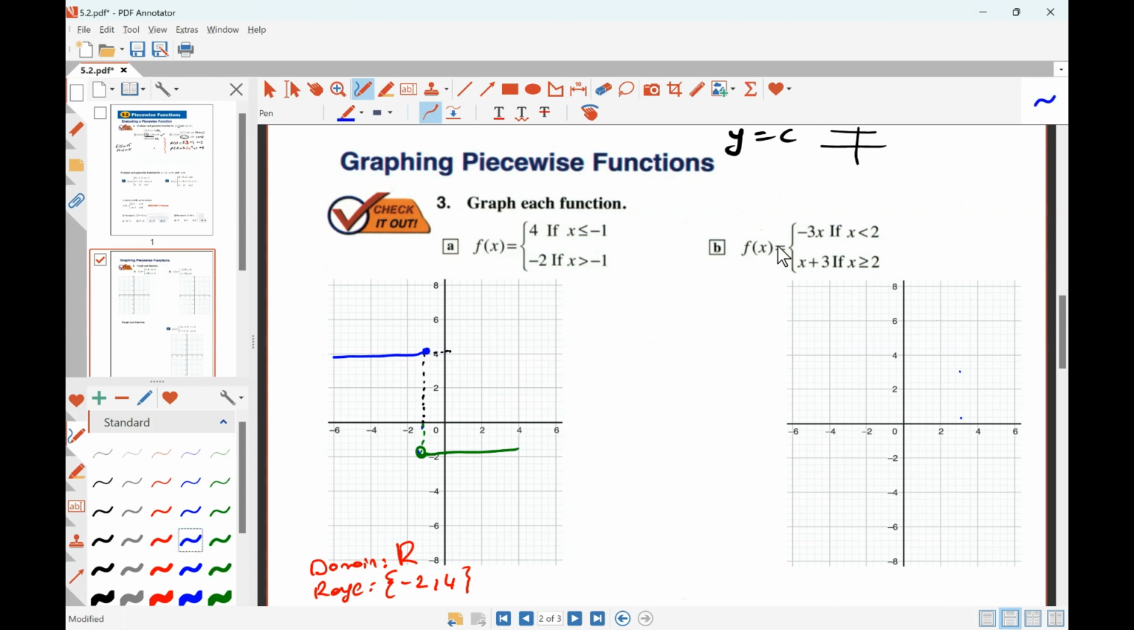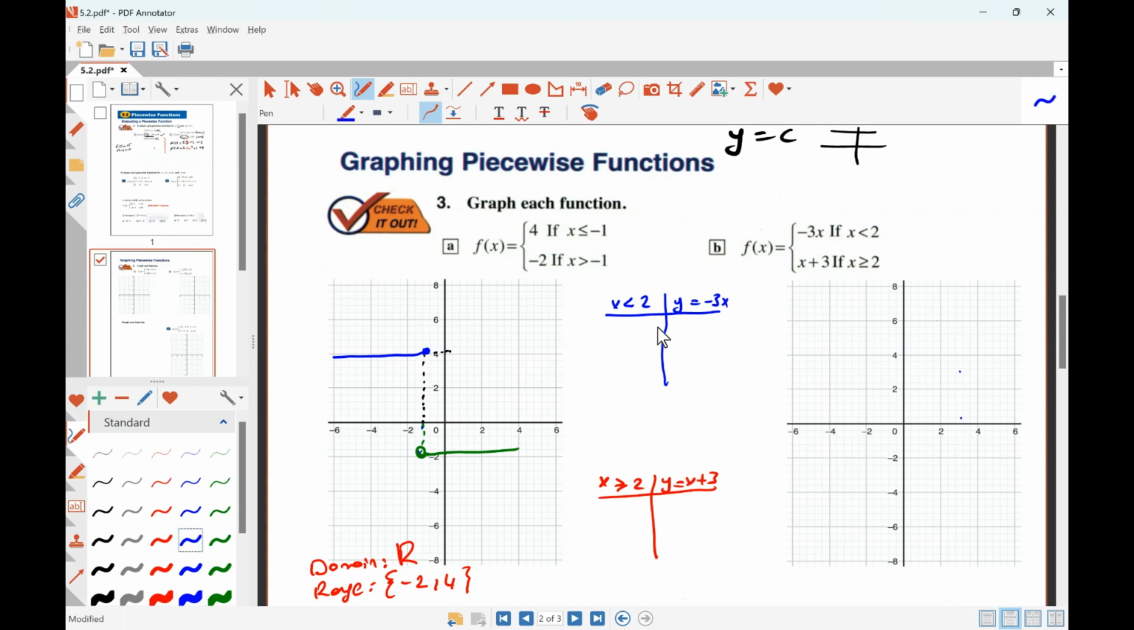So for the first case, x is less than 2. What is the y value? The function is negative 3x when x is less than 2. That's the first situation. The second situation, when x is greater than or equal to 2, then y is x plus 3. So I'm going to make two different tables.